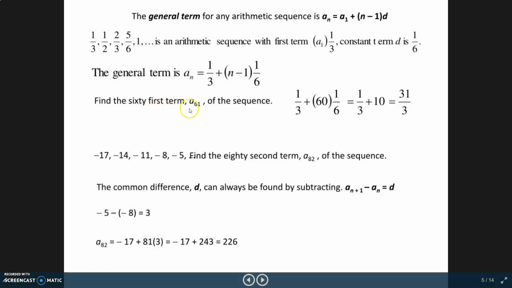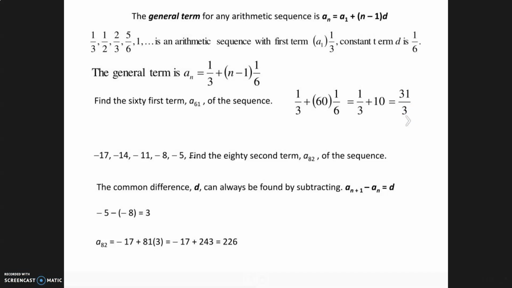So for instance, if I want my 61st term, I'm going to plug that into our general term formula as n, and I start to just simplify. So if I'm plugging in n equals 61, I evaluate and I end up getting 31/3 as the 61st term of this specific arithmetic sequence.